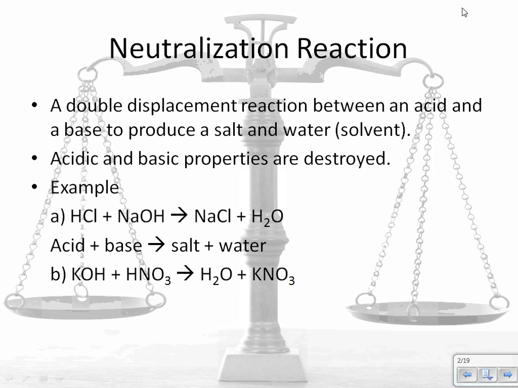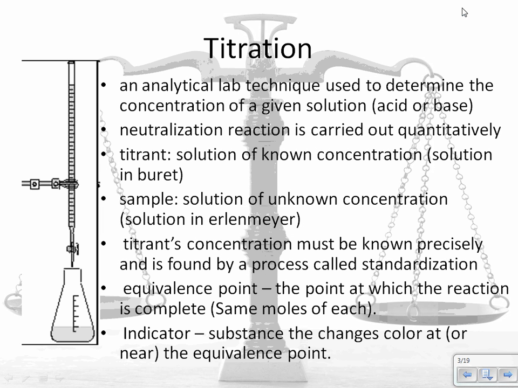Here's another example. Potassium hydroxide and nitric acid again gives you potassium nitrate and water. So again, you have water and a salt as your products, and you end up with something close to a pH of 7.